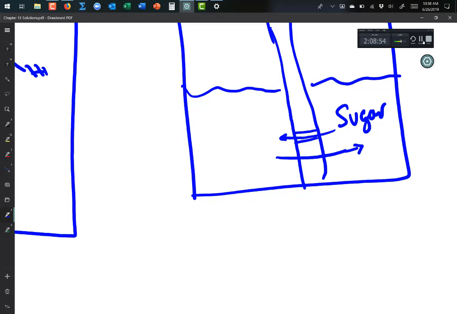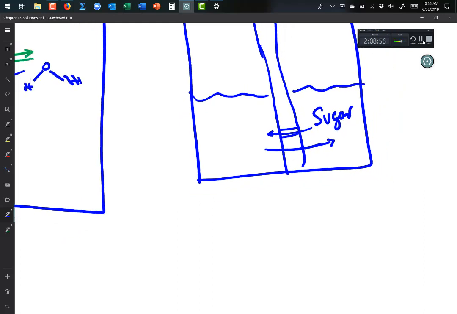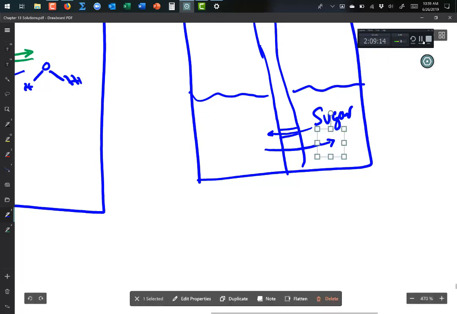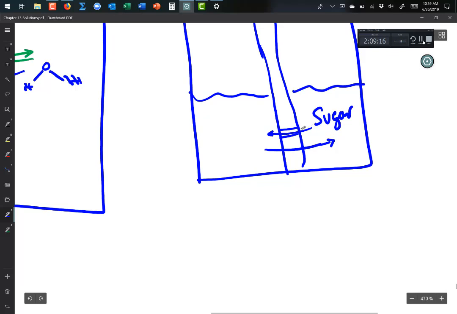What's going to happen to the water levels when you allow this to go? It's going to increase on which side? On the right side. Because what happens is the flow of water from here to here is slower now because the sugar doesn't let the water flow as easily. And then this way, it's not affected because the water flowing this way just has to get to the other side. It doesn't have to go through the sugar molecules.